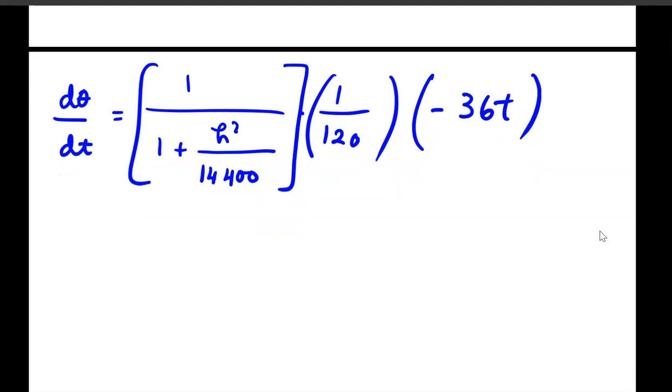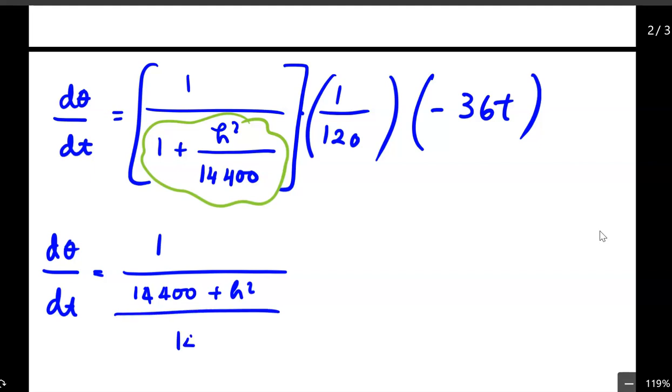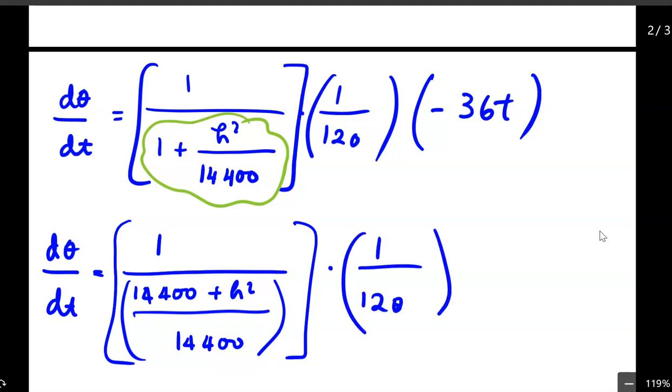All right, so I will have it as d theta over dt. I am going to simplify this denominator. So 1 over 14,400 plus h squared, the whole thing divided by the denominator. The reason I am doing this is because I want to simplify this, divide all of that into 1, times 1 over 120. And then I also have to multiply by negative 36t.